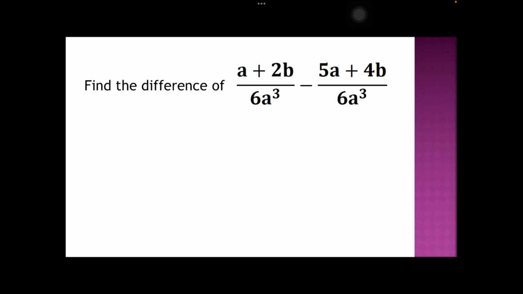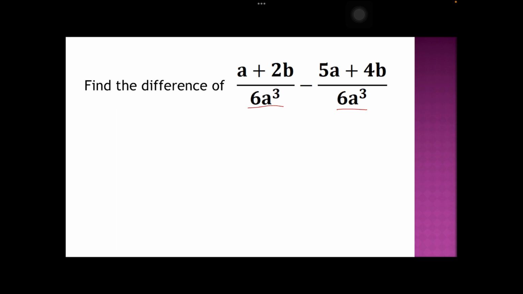Okay? So we're gonna start with adding or subtracting rational algebraic expressions if they are similar. So when we have similar RAE, para lang din siyang similar fractions. Pareho sila ng denominator. So madali lang tayong mag-add or mag-subtract. So in this case, we have a plus 2b and then 5a plus 4b. As you can see, pareho sila ng denominator, which is si 6a cubed. So para lang din tayong nag-a-add or nagsusubtract ng fraction.